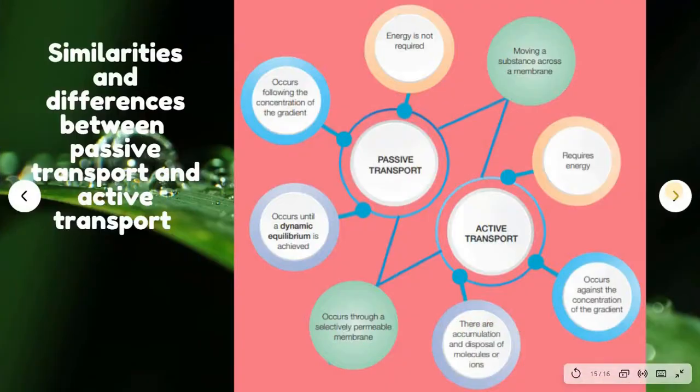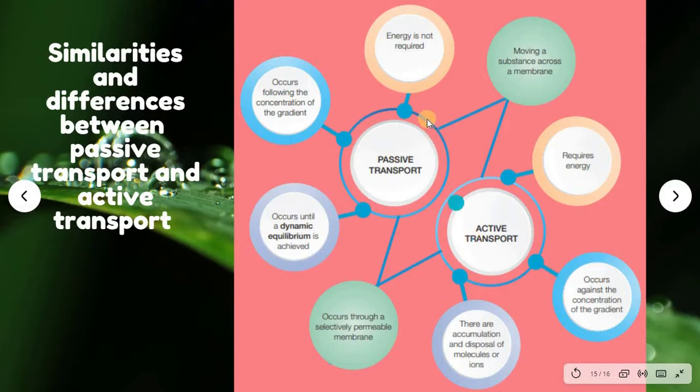Let's go to the similarities and differences between passive transport and active transport. What are the similarities? Both processes move substances across a plasma membrane. Then, both occur through a selectively permeable membrane. Those are the similarities between passive and active transport.